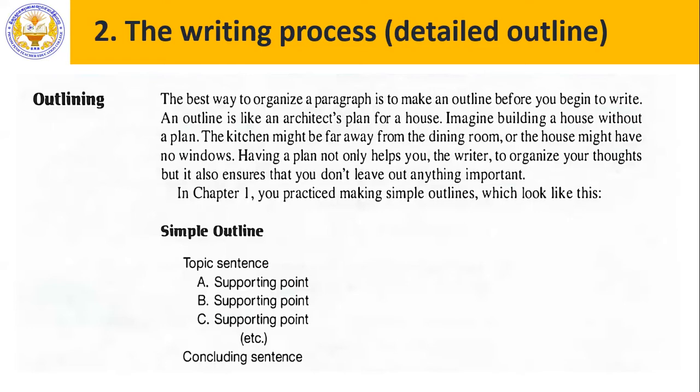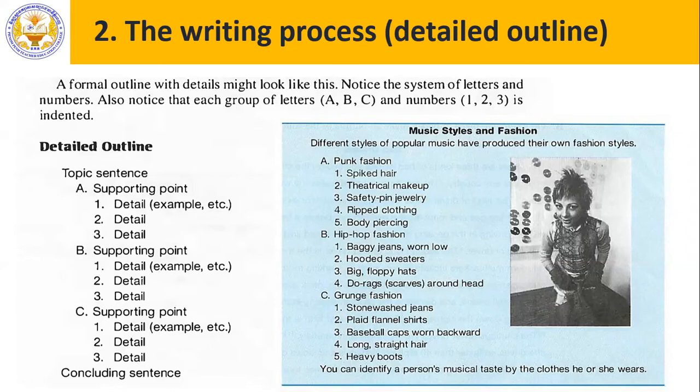To make it clearer, you can write a detailed outline like this one. A detailed outline includes the topic sentence, supporting sentences, and details. We can call them minor supporting points or examples. You include them all before you write your first draft, like the example here about the music styles and fashions. So if you can write a detailed outline, it helps you a lot to write your paragraph because it is more detailed.